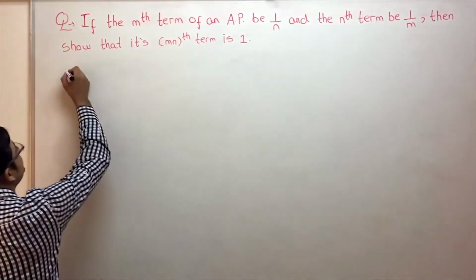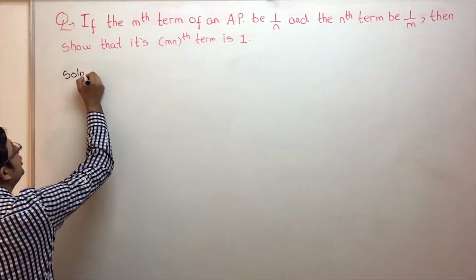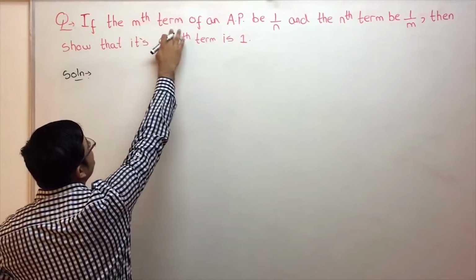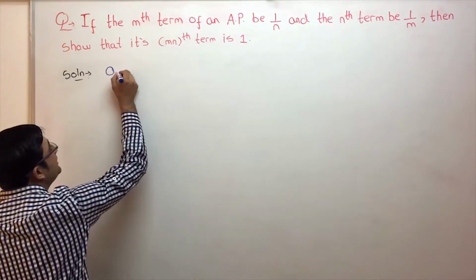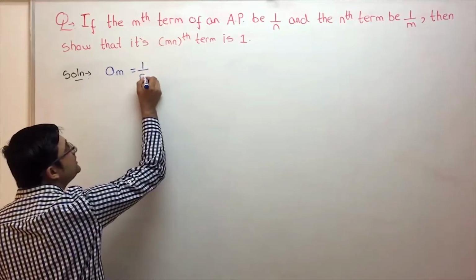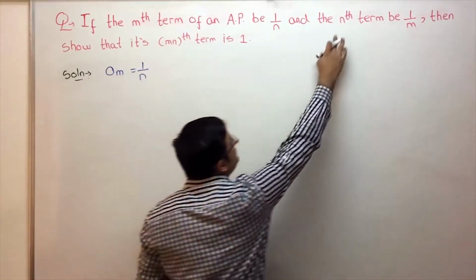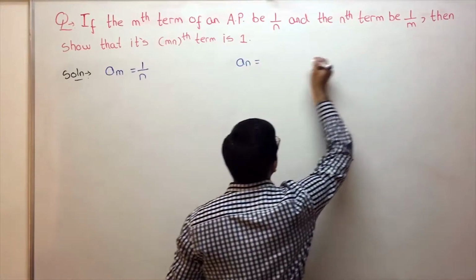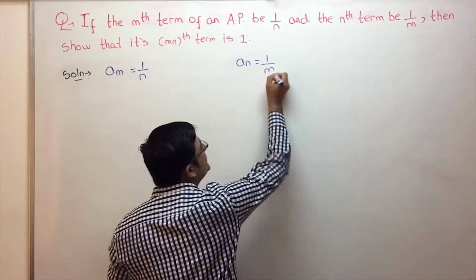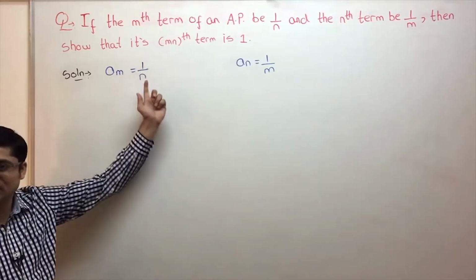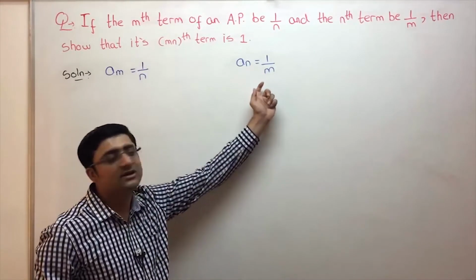See, we'll begin with the solution. The first step is always write down what is given to you. So see, we are given the mth term. So mth term means a_m of an AP, and the mth term is given to us as 1 by n. Next, the nth term is given to us as 1 by m. So the first step is always write down what is given to you. We're given the mth term is 1 by n and the nth term is 1 by m.